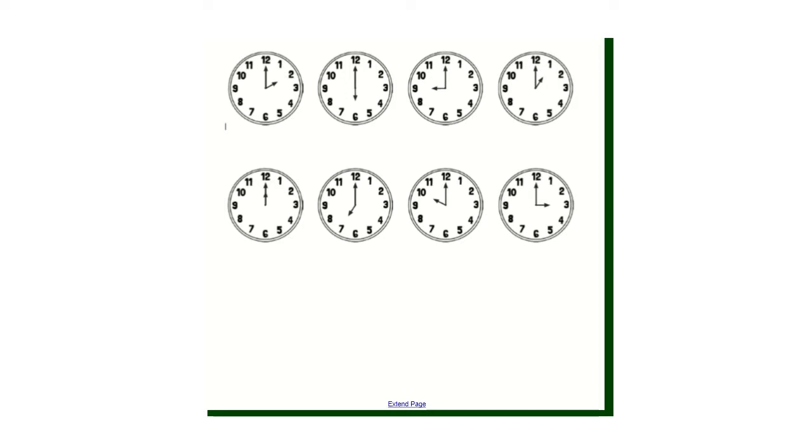How did you get on with that? Shall we check? So this clock is 2 o'clock. Son las dos. 6 o'clock. Son las seis. 9 o'clock. Son las nueve. 1 o'clock. Son las una. 12 o'clock. Son las doce. 7 o'clock. Son las siete. 10 o'clock. Son las diez. 3 o'clock. Son las tres. How did you get on with those?